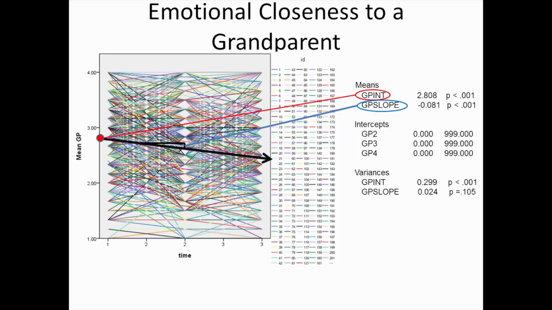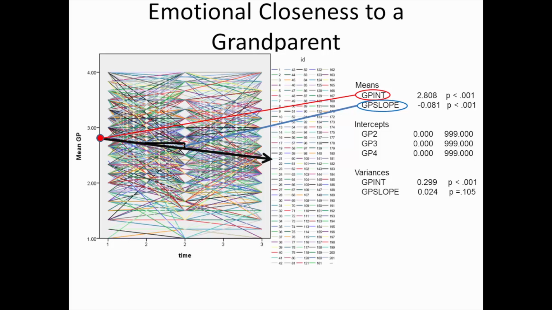Intercept 2.8. When we plot that on the y-axis at time 0, we see that 2.8 starts about right there where that red dot is. And then the slope, negative 0.08, shows us how much change we see in emotional closeness to a grandparent for 1 unit increase in time. It's a negative coefficient, suggesting that the slope is downward.